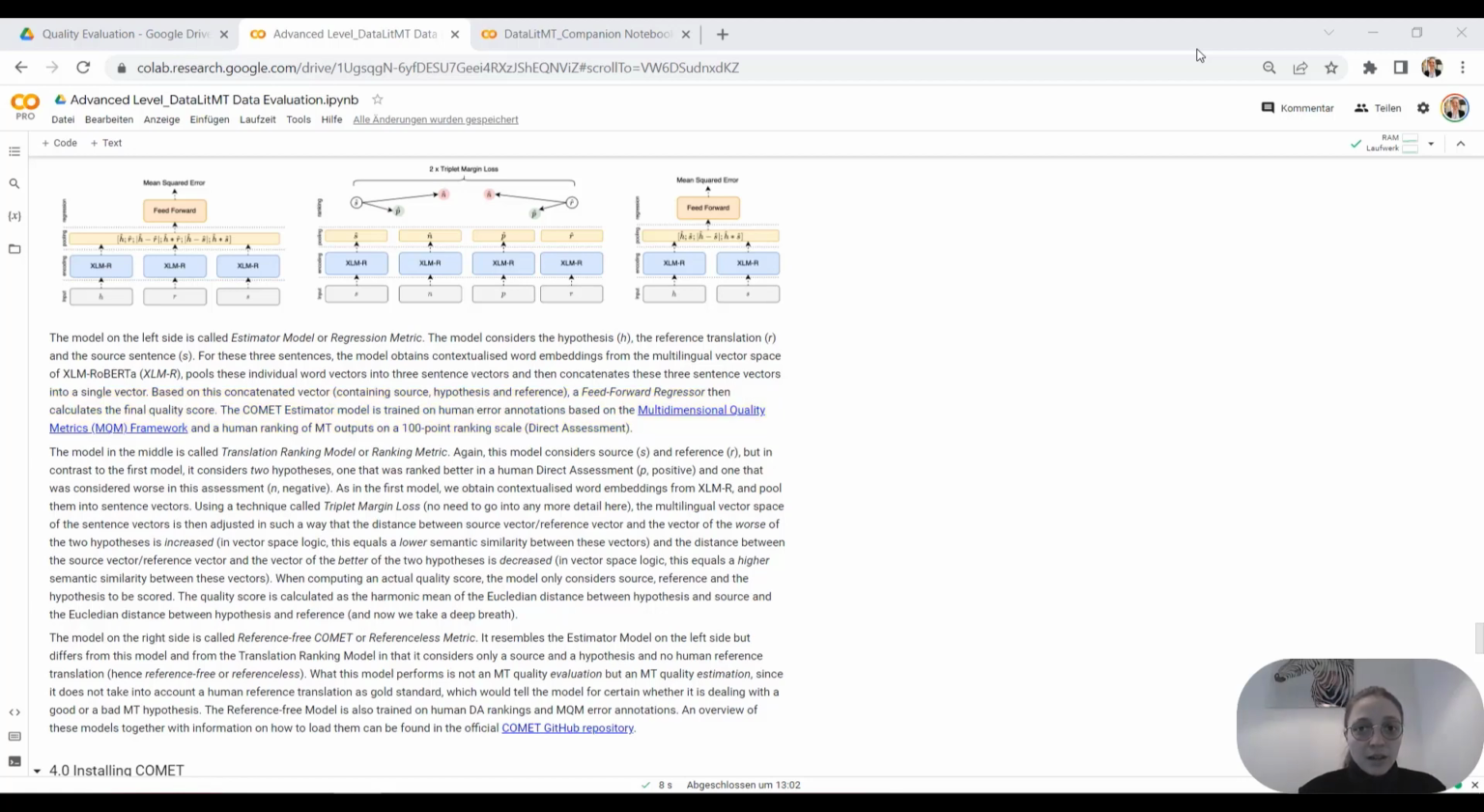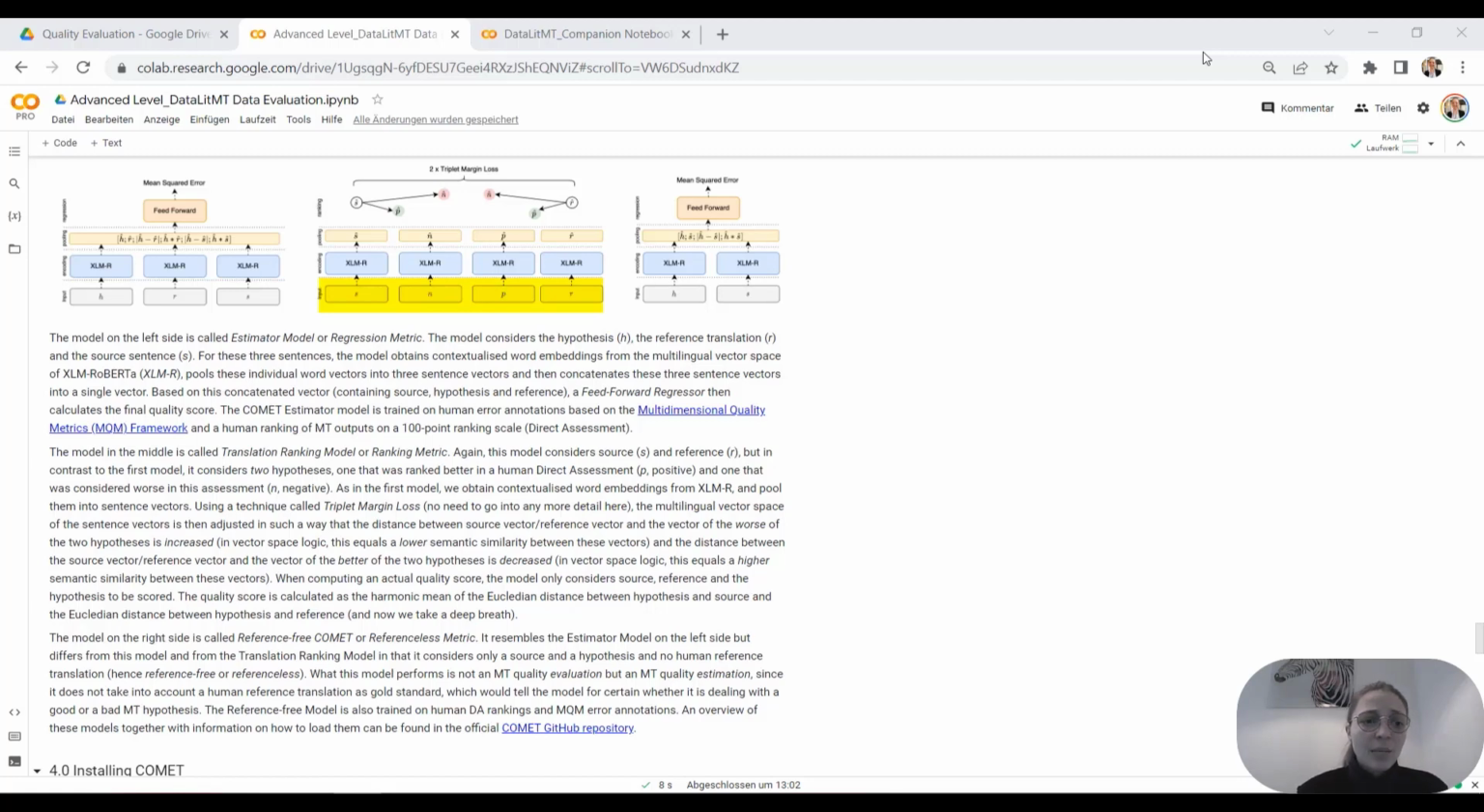So now it gets a little more complicated. In the middle we have the translation ranking model, also considered a ranking metric. Here you can see once again we have the source as an input and the reference. But now we take two hypotheses. So let's say we have two machine translations, one being ranked better according to the direct assessment. That would be the positive one. And one would be considered worse. That would be the negative one.